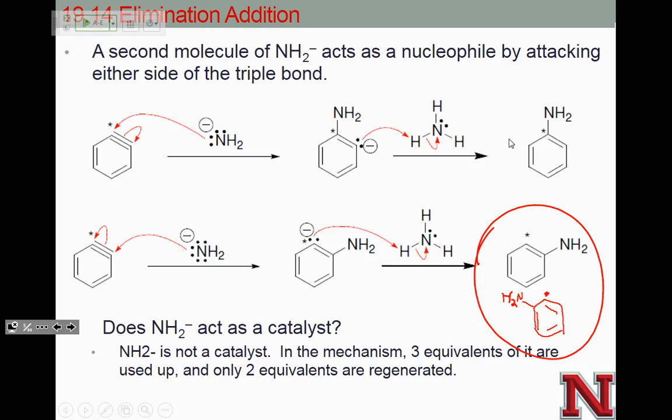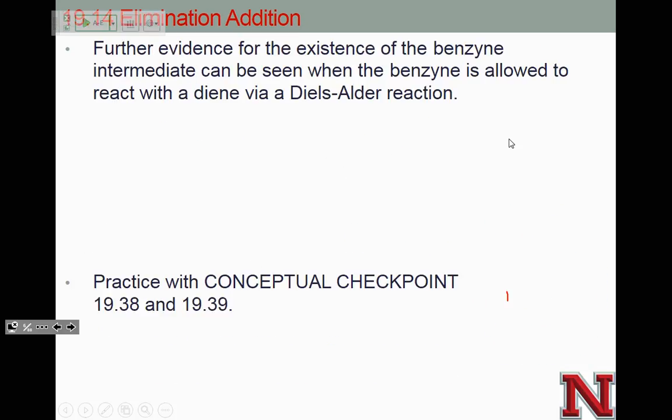NH2 minus is not a catalyst, however, because it is being used up in the mechanism. So it's not a base catalyzed reaction, but it is going through basic conditions. But it's not catalyzed. A definition of a catalyst is that it's reformed throughout the reaction. We're not reforming NH2 minus. We are completely using NH2 minus. So keep that in mind. We are using parts of NH2 minus. So technically, you need 2 equivalents there.